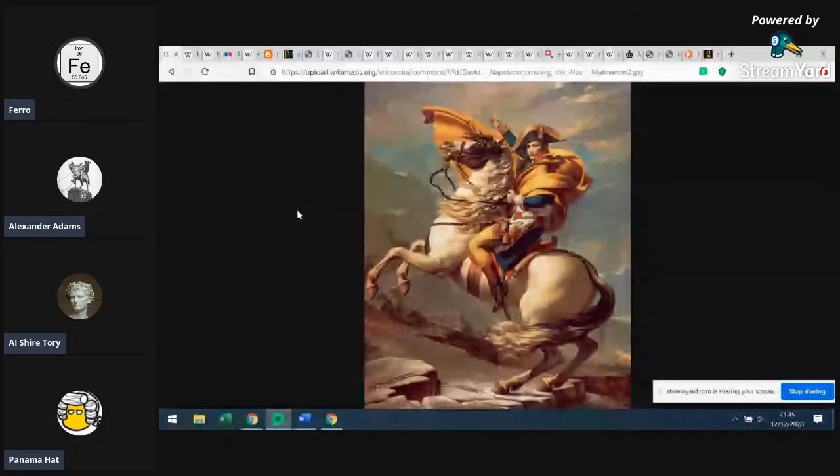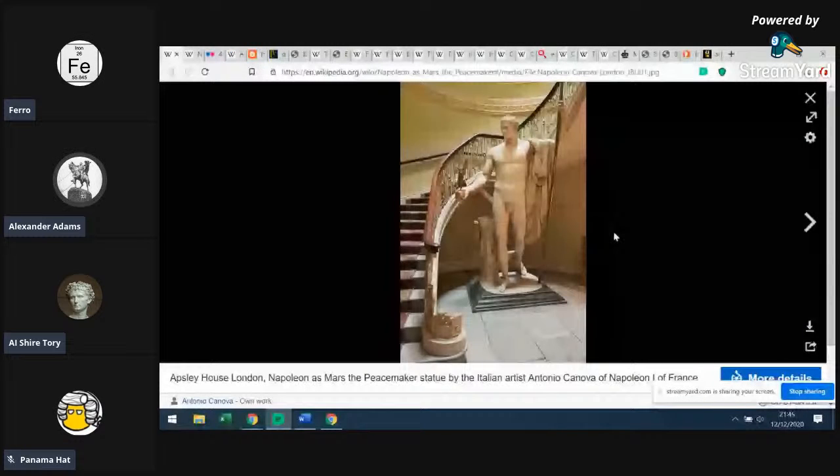Okay, nice. So we've got Napoleon as Mars the Peacemaker. Do you want to? Yeah. Okay. The reason I chose this one was because you'll have heard about the Maggie Hambling statue, which was unveiled recently in London. It includes a female figure, which is nude, and the sculpture is entitled "For Mary Wollstonecraft." Now, it's not a depiction of Mary Wollstonecraft, so that's important.